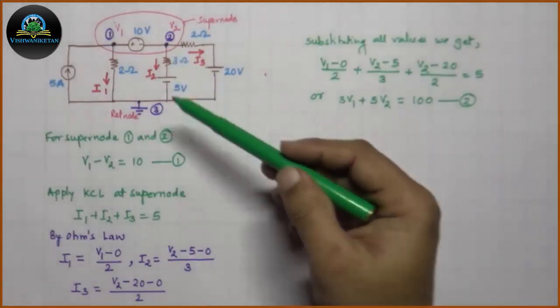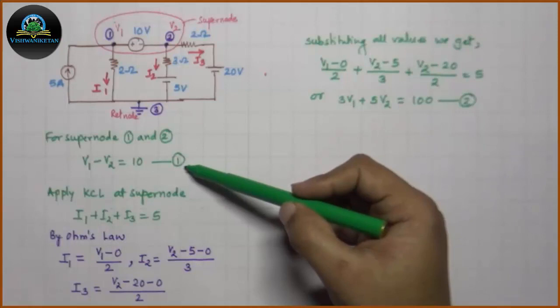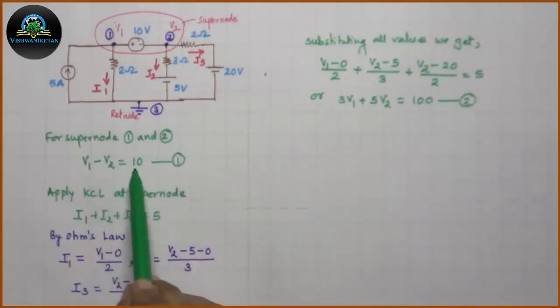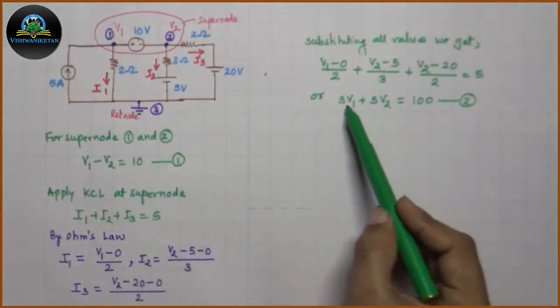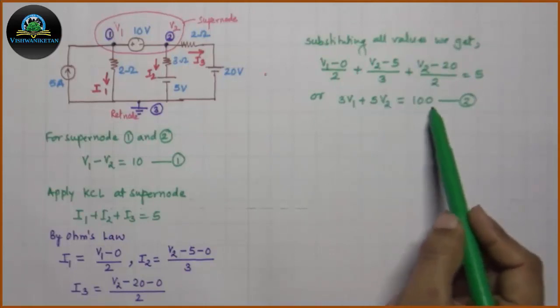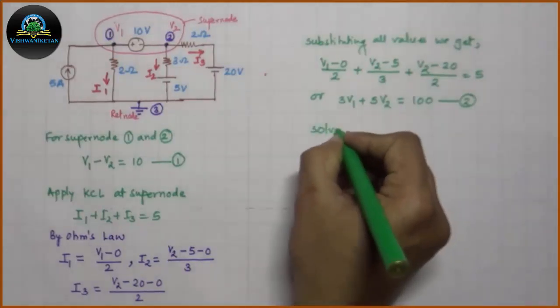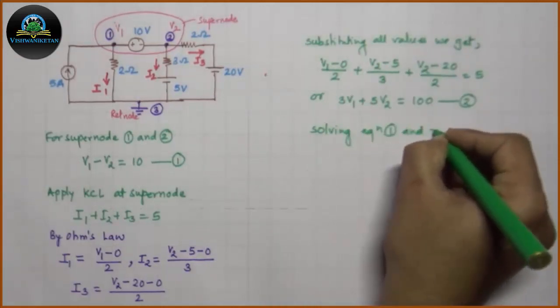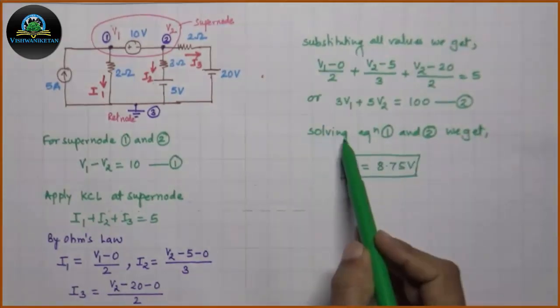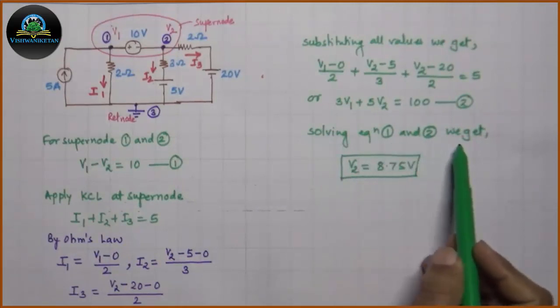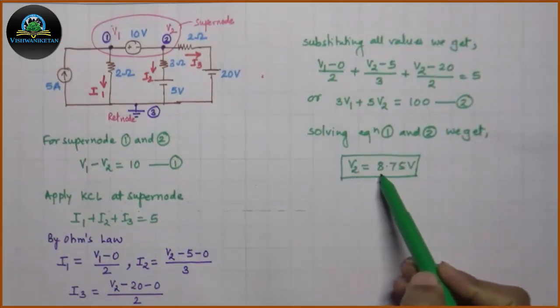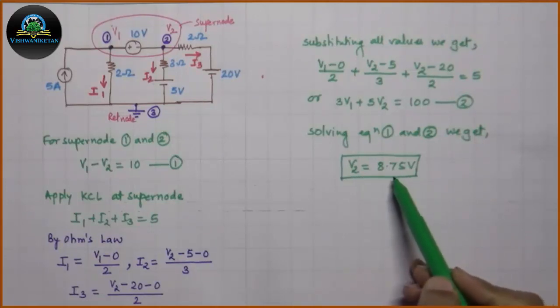For supernode, we get two equations. One equation is for supernode element, that is V1 minus V2 is equal to 10. Second equation is the equation of supernode excluding the supernode element, that is 3V1 plus 5V2 is equal to 100. Solving equation number 1 and equation number 2, we get V2 is equal to 8.75 volt, which is the answer of the problem.